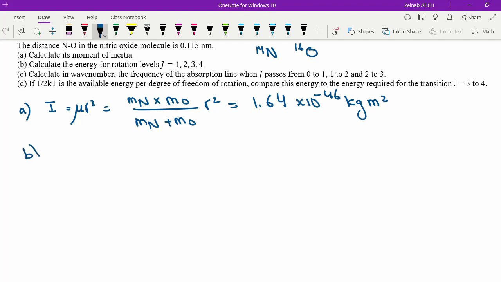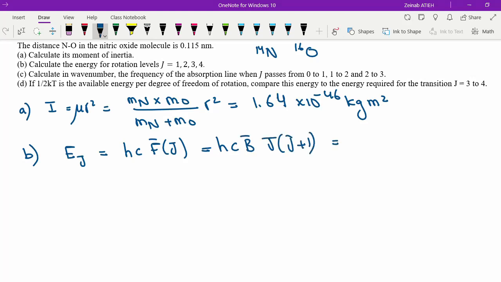So in part B, calculate the energy for rotational levels J equals 1, 2, 3, 4. We have to calculate these energies. We know that the energy of the level J is equal to hc F bar of J, which is equal to hc B bar J(J plus 1). We can substitute B bar with its value, h over 8 pi squared c I, J(J plus 1).